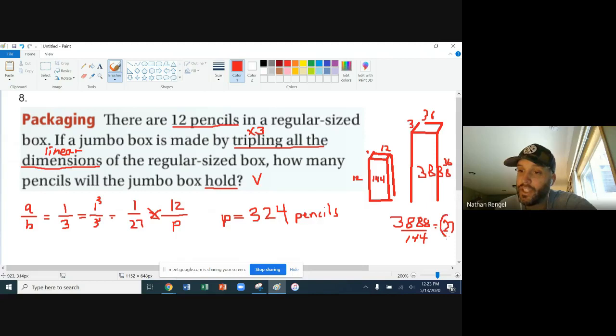So there's that tripling each dimension is actually going to increase your volume by 27 times. So that's what we're seeing in this problem here. We've got our original box. Each dimension gets tripled, which means our scale factor is now 1 to 27. So the amount of pencils inside are going to increase by 27.